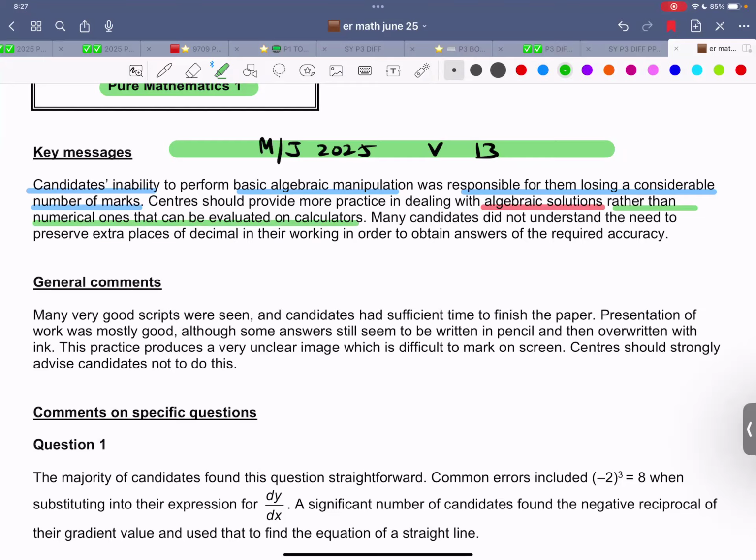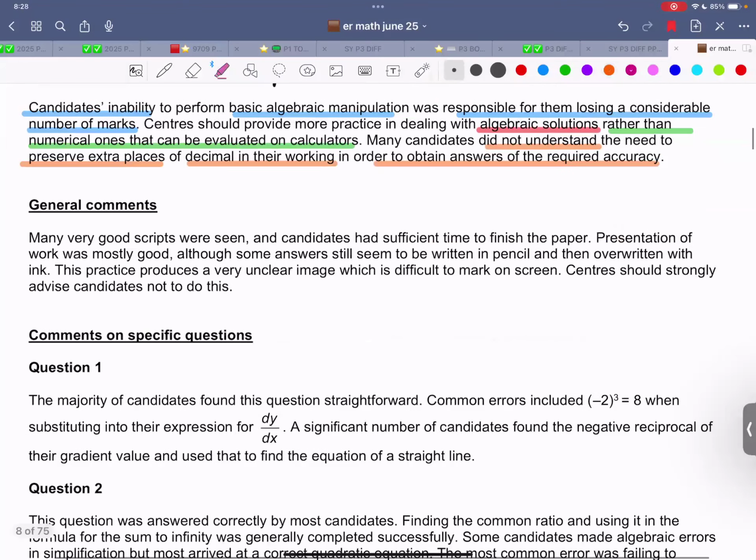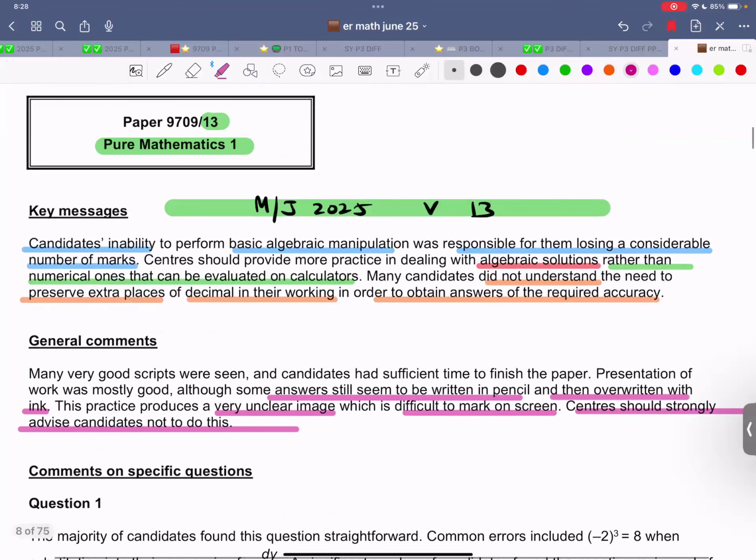Improve your algebra. Many candidates did not understand the need to preserve extra places of decimals in the working in order to obtain answers of the required accuracy. Already talked about it. Yes, one other thing. Presentation was mostly good, although some answers still seem to be written in pencil and then overwritten with ink. Never ever do this. This practice produces a very unclear image, which is difficult to mark on screen. Centers should strongly advise not to do this. So that's from variant 1.3.